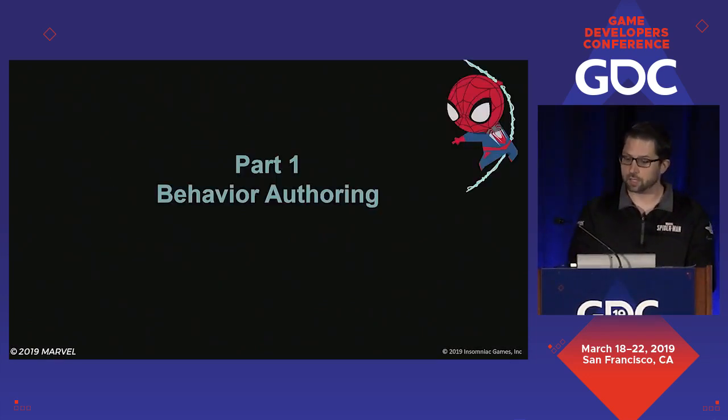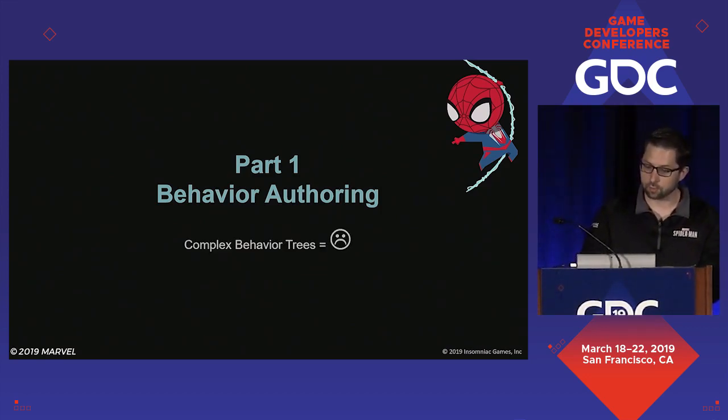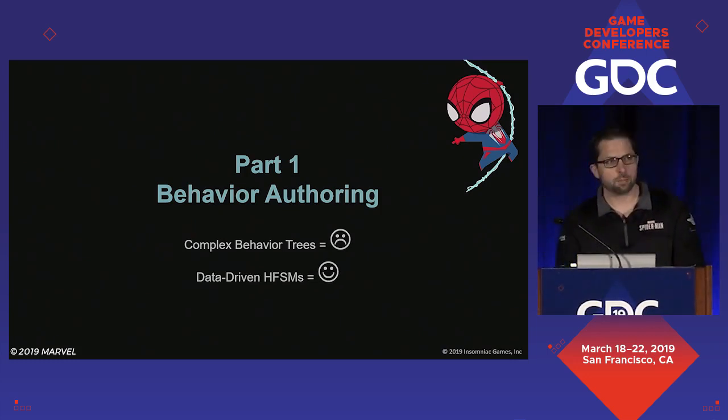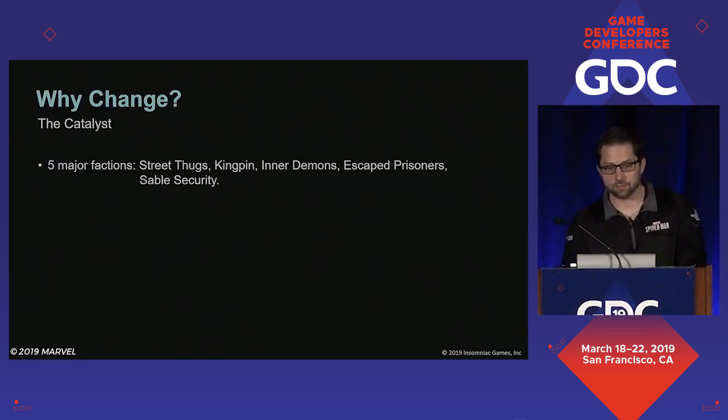So let's begin with a high-level trend that occurred over the course of development that I expect to continue, and that is less use of complex behavior trees and more use of data-driven hierarchical finite state machines. This happened for several reasons, but the largest was simply that Marvel's Spider-Man was the largest game that Insomniac Games has made to date. Spider-Man has 5 major factions and a few minor ones.